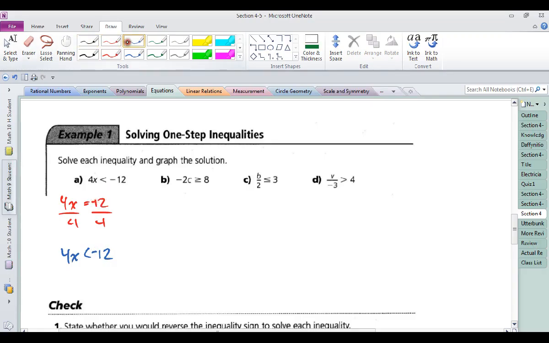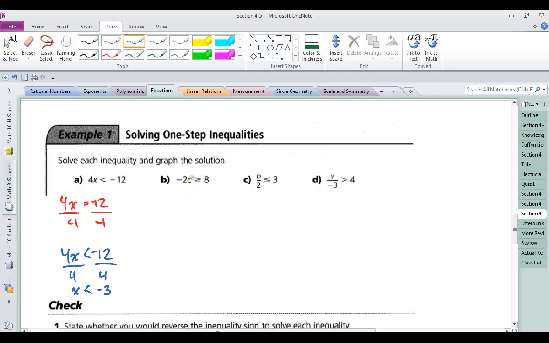Okay? Now, how are you going to solve it? I'm going to divide by what? 4. Is 4 positive? Yeah. So what happens to our sign? Stays the same. When it's positive, it stays the same. So x is less than negative 3. Ta-da! Got it? Yes. And then we graph it, but I didn't leave enough room to graph there, so we'll graph the other ones. Everybody cool? Yes. Okay, let's go to this one.